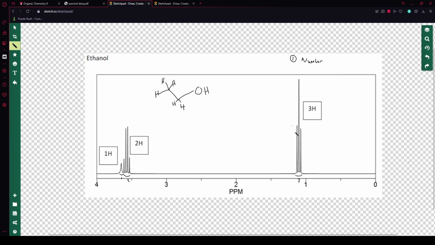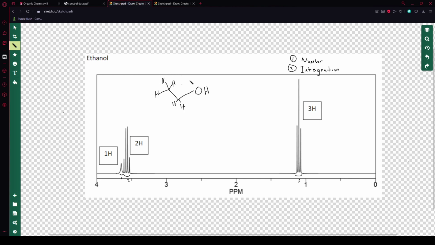So next, we want to look at the integration. And the integration is a number given for each group of hydrogens that is going to tell us exactly how many hydrogens it represents. So over here we see that this group represents three hydrogens. This group here represents two hydrogens. And this group at the beginning represents one hydrogen. And hopefully you can see this on the ethanol. This one unique hydrogen represents three hydrogens, so it's got to be this one.